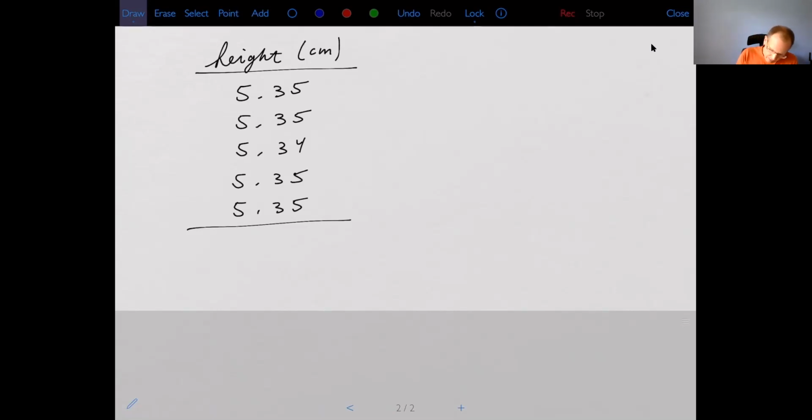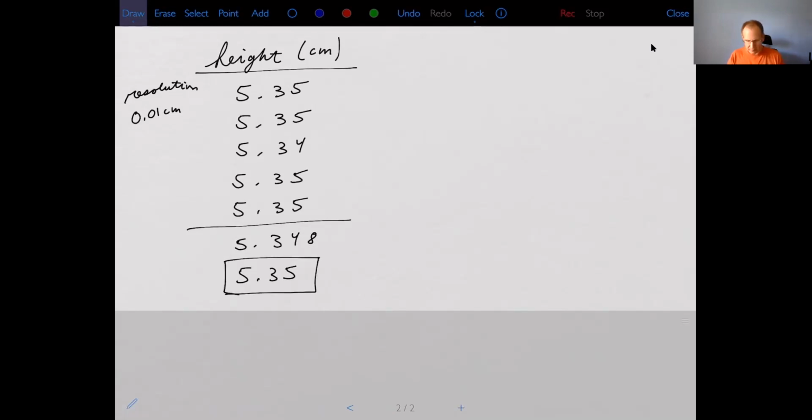The resolution of this, we're going to use a vernier caliper, is going to be 0.01 centimeters, right? That's the resolution, because there's 2 decimal places. Well, if you average these 5 values, you're going to get, I guess it's 5.348, right? And if I round to 2 places, that gives me 5.35. So that's my average height, 5.35.